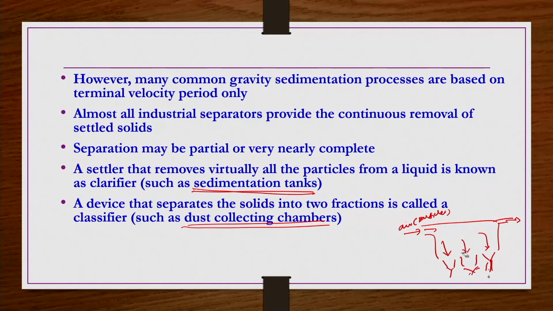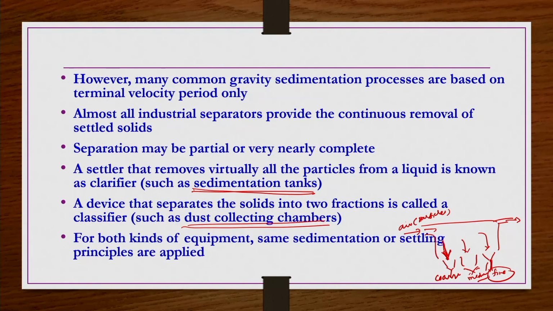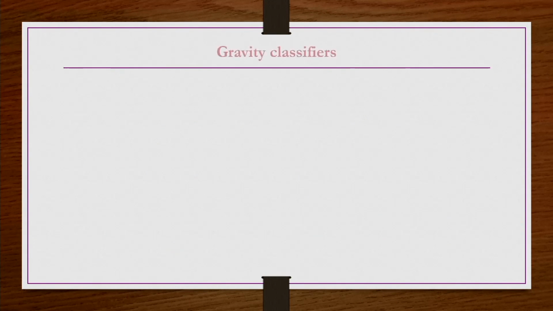The larger, heavier particles will have higher settling velocity. So the moment they enter, since the settling velocity is high, they will settle down immediately here. So here are the coarse particles, and at the end the fine particles, which may have the smallest settling velocity amongst all the particles, will settle last. They will be collected as fines at the last, and medium fractions are collected in the middle. So, for both kinds of equipment, the same sedimentation or settling principles are applied.